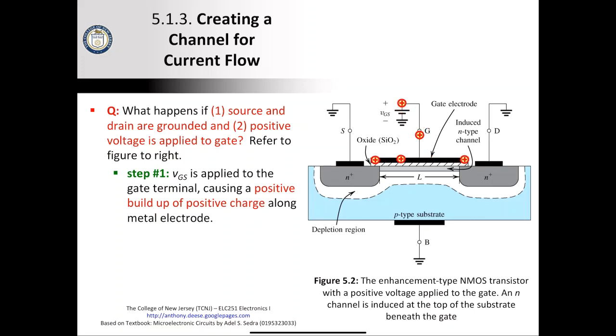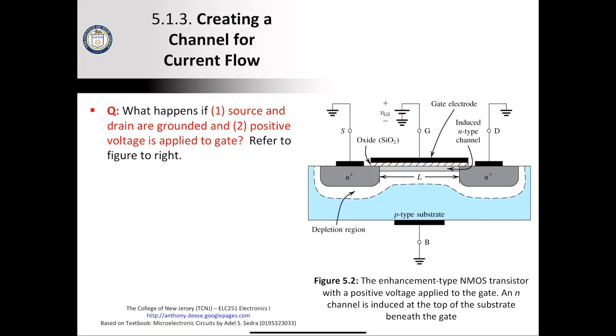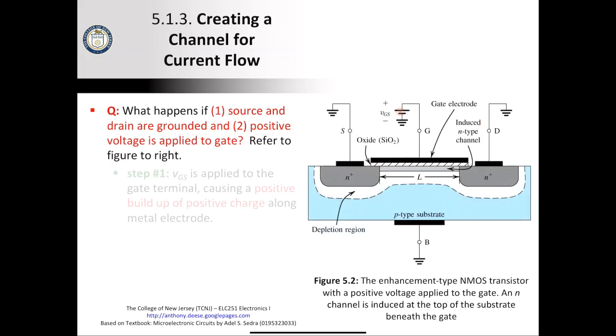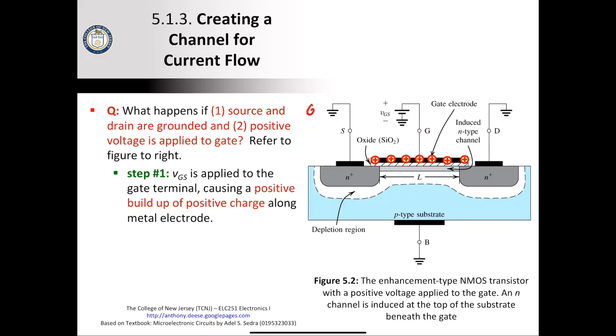Now, going back here for a second, the MOSFET in this configuration is not very useful to us. It doesn't conduct any electricity, so what? So now let's talk about what happens if the source and drain are grounded and a positive voltage is applied to the gate. So we have a ground here, we have a ground here, and now we are applying a voltage VGS, S is ground anyway, to the gate. We want to see what happens when we do this.